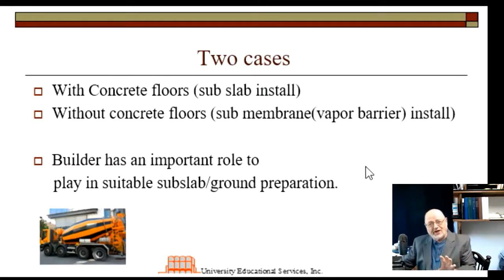We're going to look at two cases, and that refers to those two sections that I talked about a moment ago. We're going to look at cases where a concrete floor is used, and we'll call that a subslab install, as you see here. And those cases where there's no concrete floor installed. You might have a crawl space with no concrete, and you may have other conditions where there is no concrete floor installed, in which case we will call that a submembrane or a sub-vapor barrier installed.